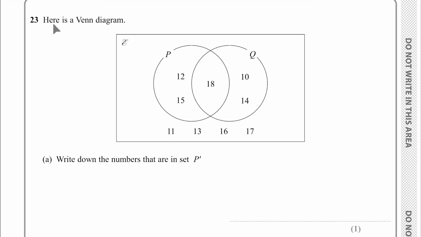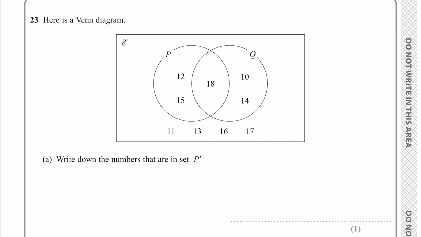Question 23. So here is a Venn diagram. There's a little squiggly symbol for the universal set. I love that symbol, I do. Okay, they want the numbers that are in set P with this little apostrophe, P prime, that means. So that's not what's in P, it's the complement of P. I'll show you what that means.